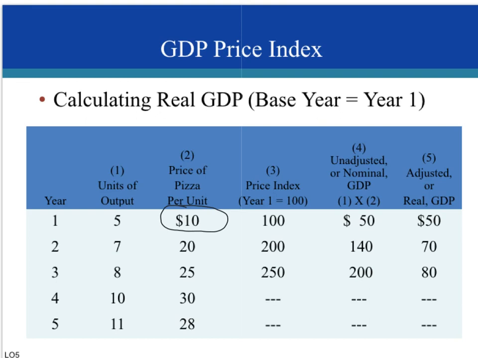Sorry, trying to get my pen to work here. Okay, the base year market basket of 80. All right, and if we were to multiply this by 100, we would get a price index of 250.